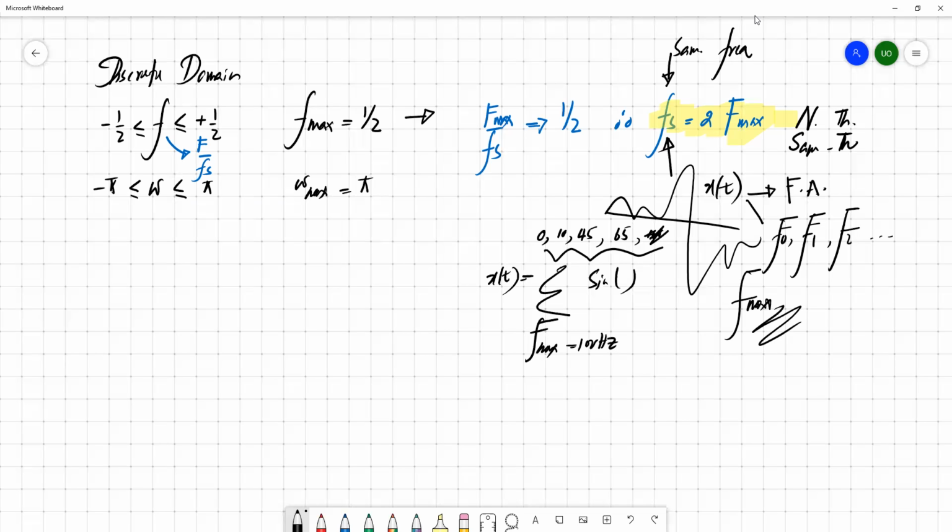So then we can claim that if you want to sample this x(t) properly, you need to select the sampling frequency at least 2 times this.